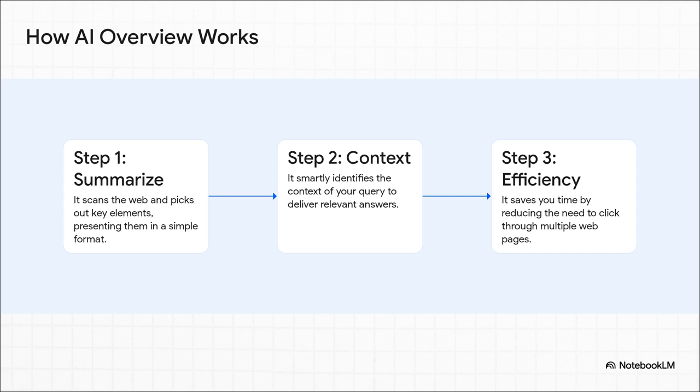Then, number 2, it's contextually aware. This is a big one. It doesn't just see the words you typed, it understands what you're really asking. And all of that leads to step 3, pure efficiency. It just saves you so much time.